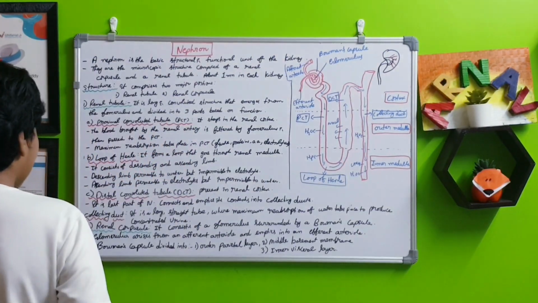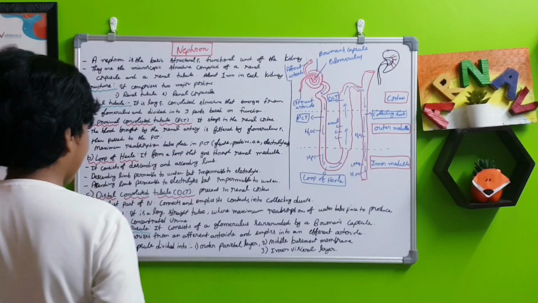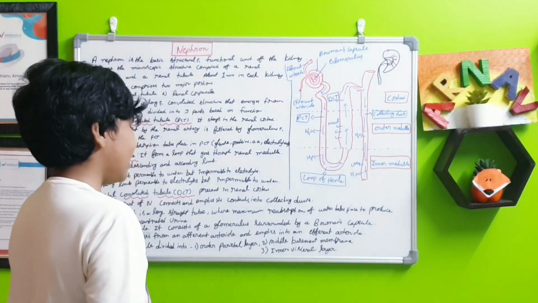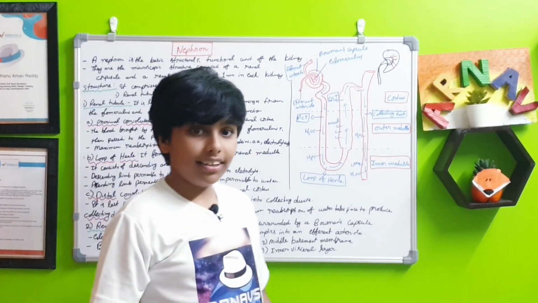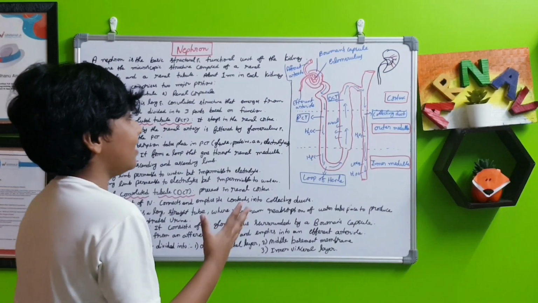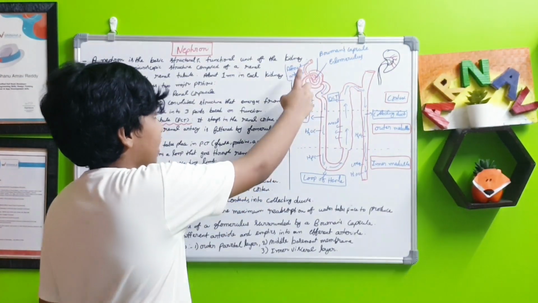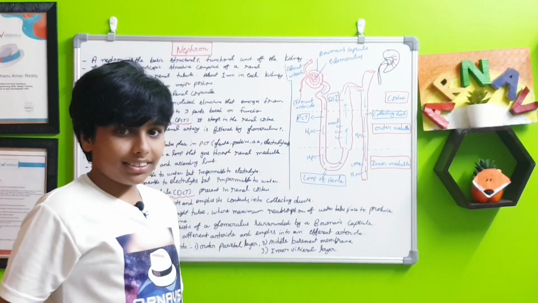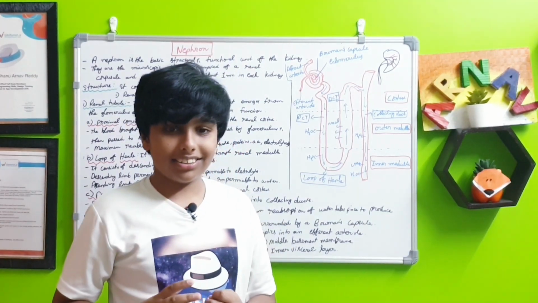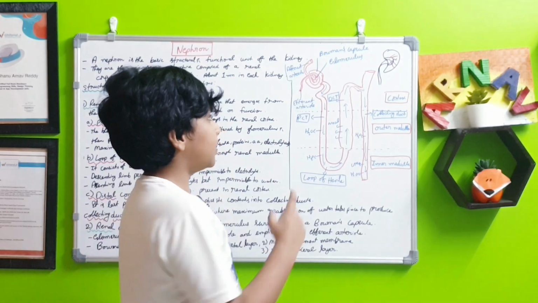Then the Bowman's capsule is divided into the outer parietal layer, the middle basal membrane, and the inner visceral layer. The main use of this Bowman's capsule is to filter things from the blood vessels and take the waste or smaller particles. It is like the first filterer.